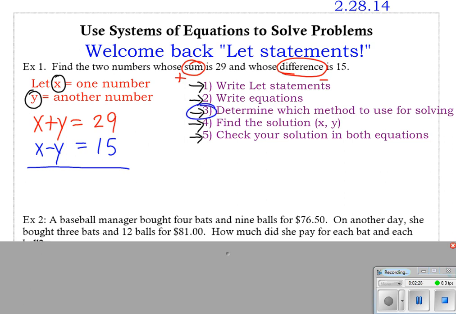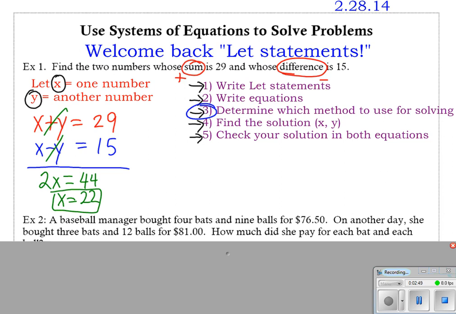Now, I've written my equations, and now I'm on to step 3, which is right here. I want to determine the method. Well, this method is pretty much a no-brainer. I'm going to use my elimination method. If I add these two together, immediately I see that my y's will cancel. 2x equals 44. Solve for x, and x equals 22.